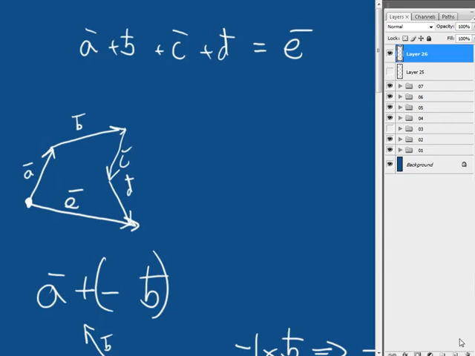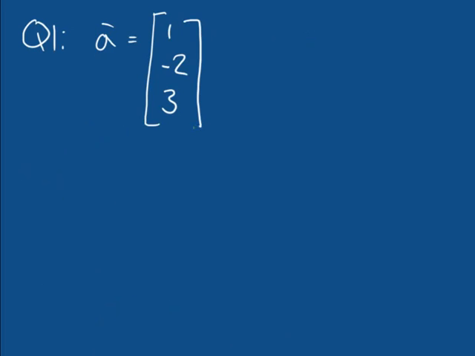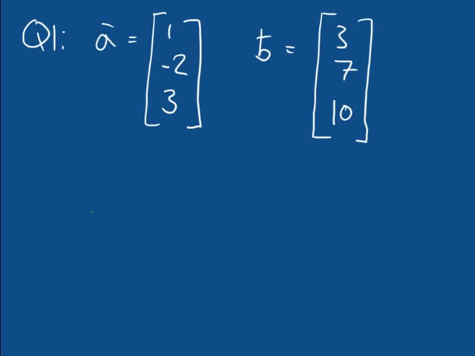So I'm going to bring up a new whiteboard, and question 1, I'm going to ask you, if we have A equal to, let's say, 1, minus 2, and 3, B is equal to 3, 7, and 10, I'd like you to work out what A plus B is equal to, please. So go ahead and pause the video, and when we come back I'm going to work through the solution here on the whiteboard. Okay, welcome back everyone.